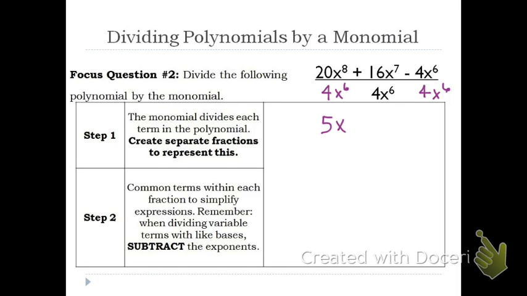We come out with 5x to the 2nd power plus 4x to the 1st power minus, now some of you may have looked at this and thought, okay, 4 divided by 4, that's 1, and x to the 6th divided by x to the 6th. Remember, that is x to the 0 power. But if you have something like x to the 0, that actually cancels out. So this 1x to the 0 actually would just be minus 1. So our final answer is 5x squared plus 4x minus 1.